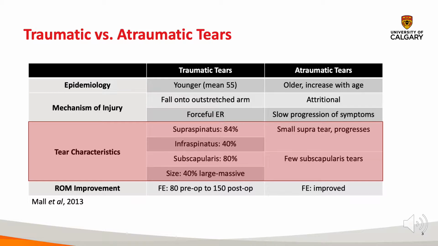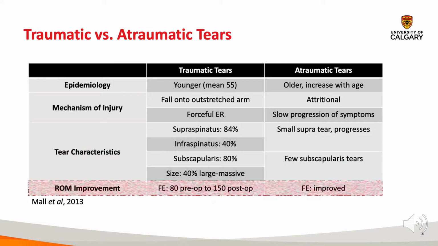Accordingly, traumatic tears have an increased rate of subscapularis tears. In their population, they identified 80% of patients with a reported subscap tear and about 40% of patients with a large to massive tear in the traumatic group. And in terms of improving range of motion with surgery, the traumatic group improved from 80 degrees pre-op forward elevation to about 150 degrees post-operatively.